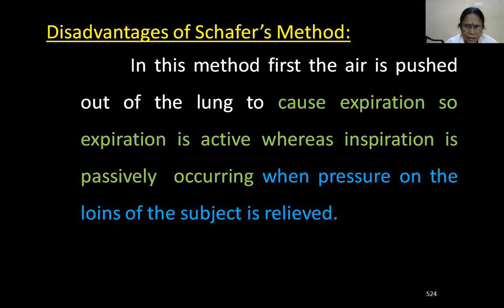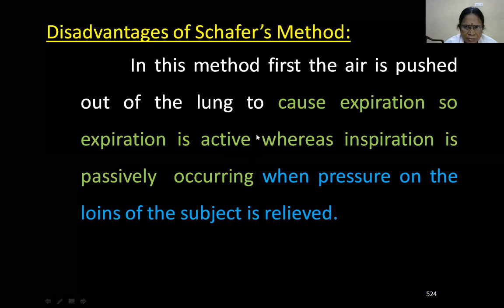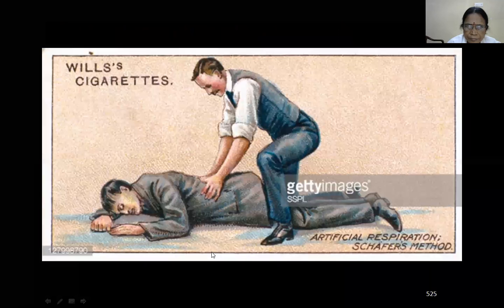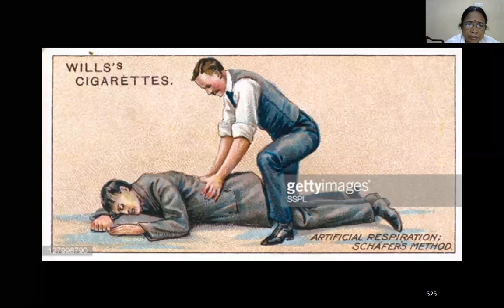The disadvantage is that expiration is done first. Air is pushed out of the lungs to cause expiration. Here expiration is active, whereas inspiration is passive. Normally, in our daily routine, inspiration is active and expiration is passive. But here, expiration is active because we are pushing air out by pressing on the abdomen, and inspiration occurs passively. In Schafer's method, pushing causes expiration.